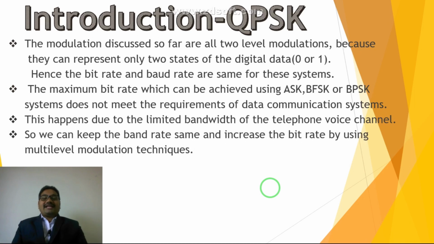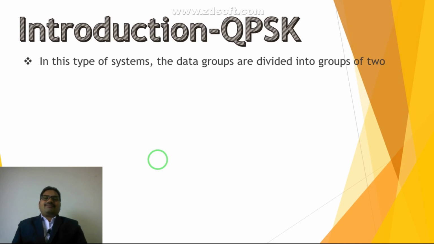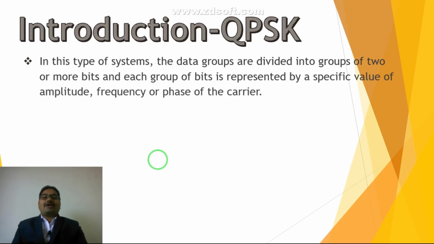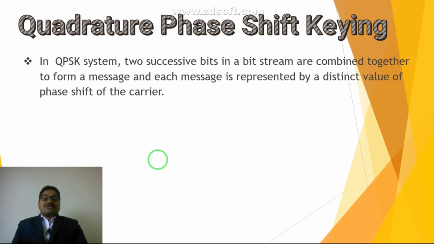So we can keep this baud rate the same, but we are going to increase what? Bit rate, by using which technique? That is the multi-level modulation technique. In this type of system, the data is divided into groups of 2 or more bits, and each group of bits is represented by a specific value of amplitude, or it could be frequency, or it could be phase of the carrier. So QPSK is an example of such multi-level phase modulation. Now starting with QPSK.